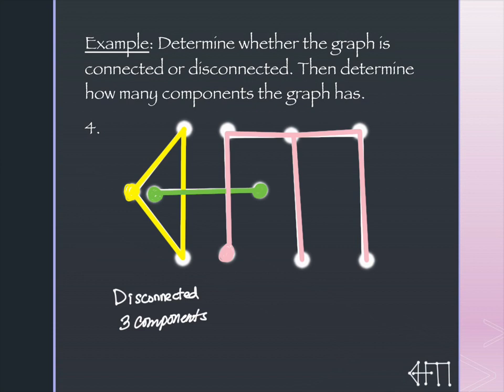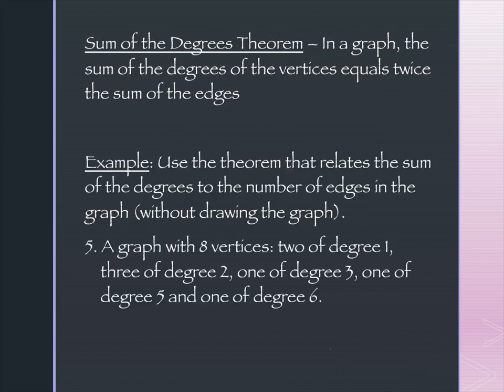All right, so let's venture back a little bit into a topic we already looked at, which was degrees. So we talked about how we find a degree of every point. This talks about the sum of the degrees of the entire graph. So this is the sum of the degrees theorem, and it says that in a graph, the sum of the degrees of the vertices equals twice the number or sum of the edges.